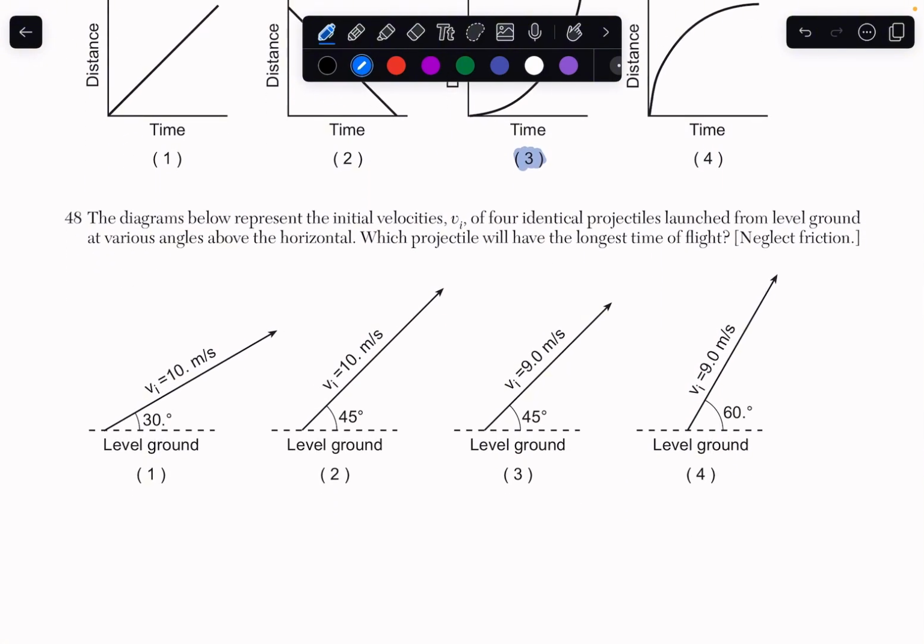48. The diagrams below represent the initial velocities vi of 4 identical projectiles launched from level ground at various angles above the horizontal. Which projectile will have the longest time of flight? So, the answer is going to be choice 4, because the bigger the initial angle of a projectile is, the longer the maximum height will be, which leads to a longer time of flight.